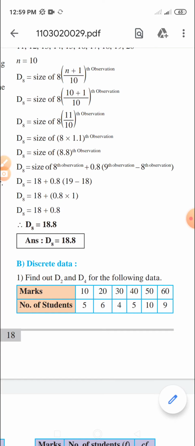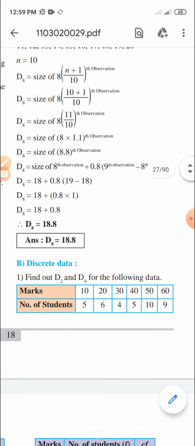Before starting this lecture, I will quickly revise what we studied in the previous video lecture. We studied the theoretical part of topic number 3, that is partition values. Then we started actual calculations of quartiles for individual series, discrete series and continuous series. Then we started calculation of deciles for individual series and completed it. So the next part is calculation of deciles for discrete series.